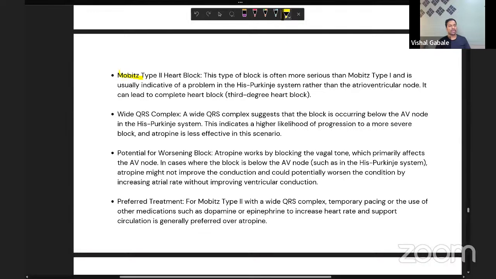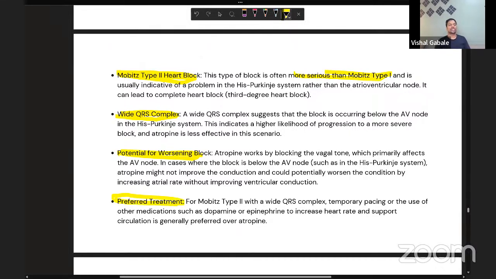So what is Mobitz type 1? So Mobitz type 1, type 2. This block is more serious than Mobitz type 1 and therefore it has to be worried about. All right. Then wide QRS complexes. Here in wide QRS complexes, that means your Purkinje fibers are producing the signal. And it has potential for worsening of the block. And what is the treatment for Mobitz type 2?